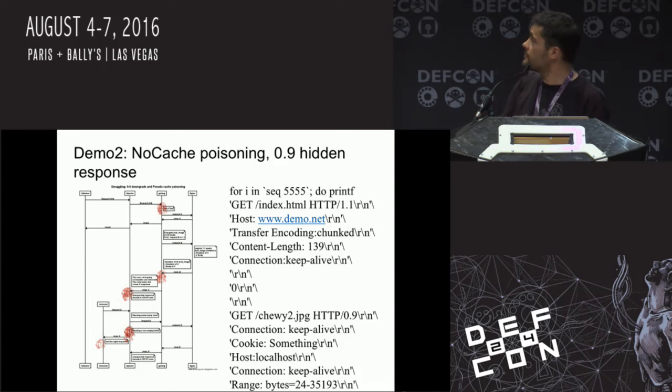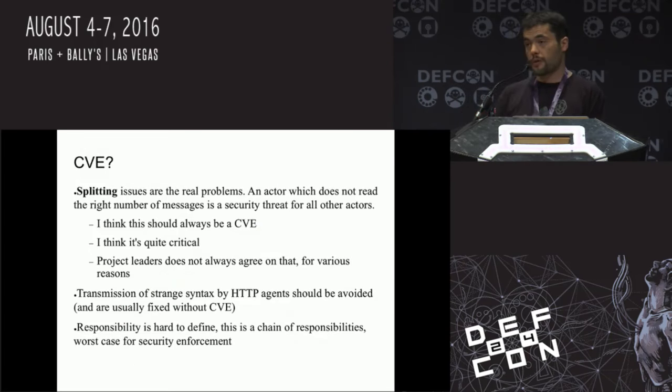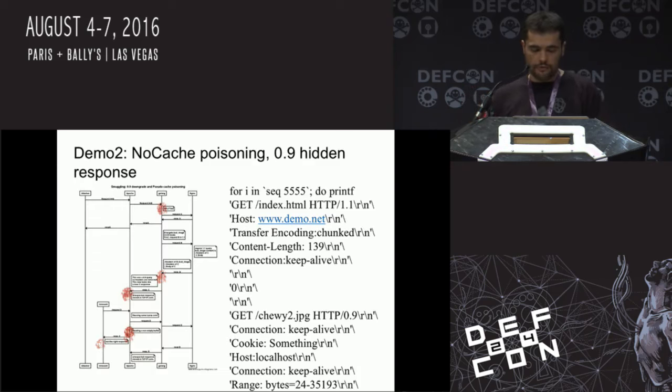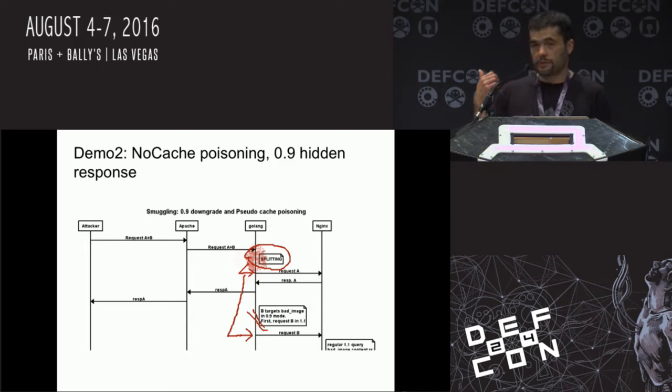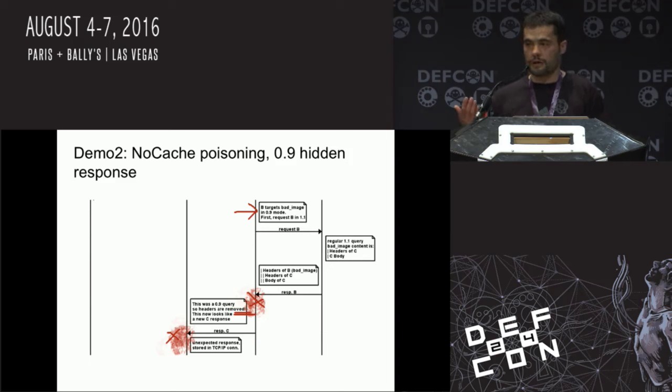What can I say about it? The real problem with these things is the splitting issues. If we go back just a little, here, this is the real problem on Go, and it's fixed now. As soon as you have a splitting issue, bad things happen, like having an extra response sent back. And for Apache, the fact that you've got the no-cache poisoning is a public issue. It's not a security issue, because they consider that there was a security issue for Go, there was a splitting issue, and what happens after that is not their problem.